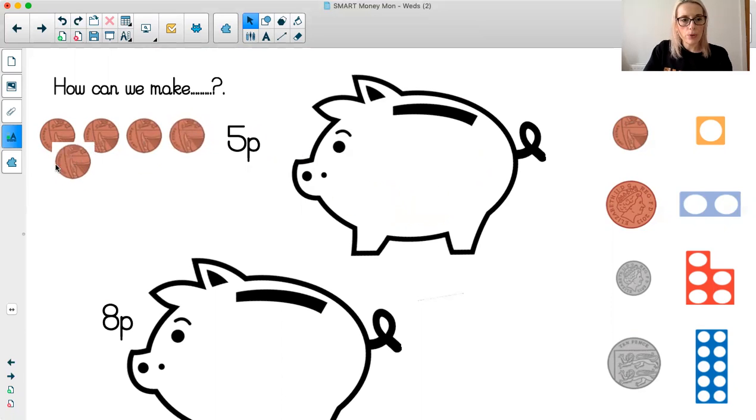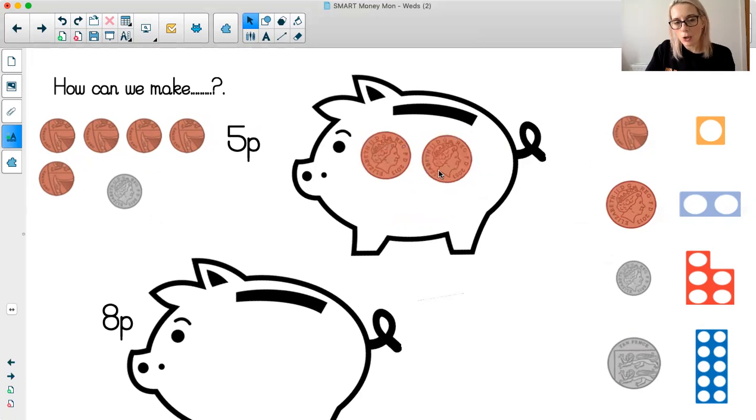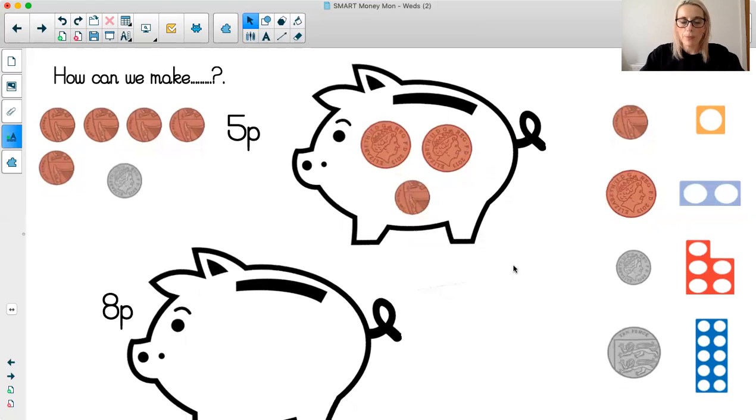How about another way? We could put 5p in. Did anyone come up with that? That's one way we could put 5p in. And there is one other way as well. We could put a 2 pence piece and another 2 pence piece. That's 2 and that's 4. 4 pence. What would we need to add to it to make 5? That's right, we could put another 1p in. That's 5p too.